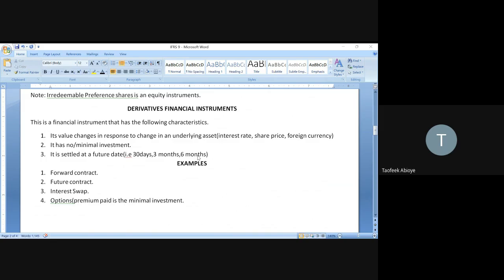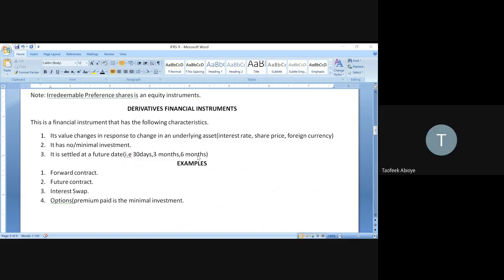Now, let me ask that question. As at next month, is it possible that the dollar will remain 1,005? Is it possible? No. Thank you. So it is very impossible for that dollar to remain 1,005. It will either increase or reduce, abi? Yes, it either reduces or increases.